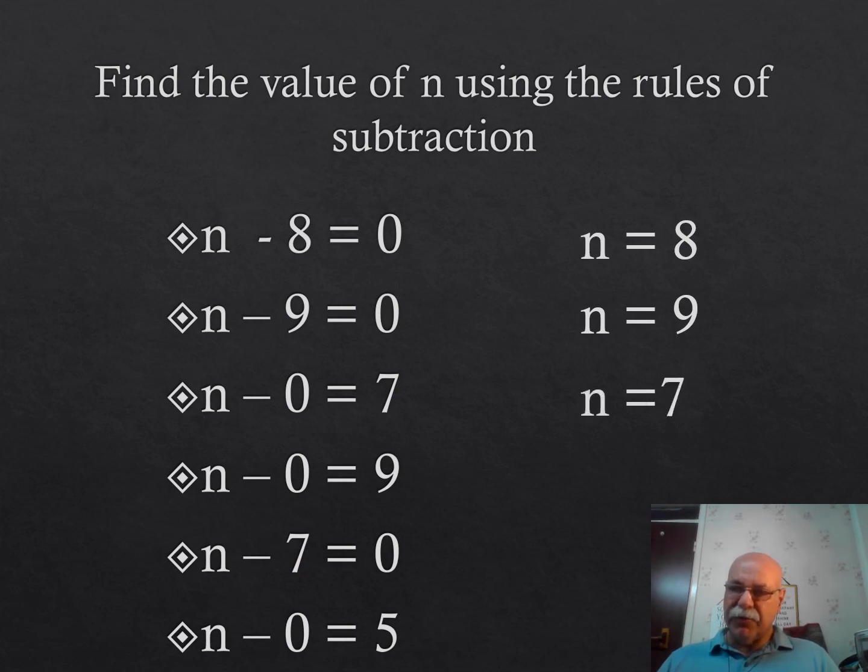n minus 0 equals 7, n equals 7. n minus 0 equals 9, n equals 9. n equals 7. n equals 5.